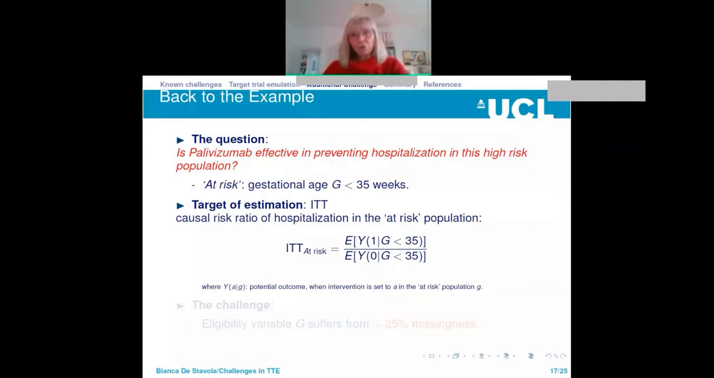And here is a formula to say what our causal estimate is: a comparison of two worlds where everybody at risk received palivizumab versus nobody did. This expression says, conditioning on those at risk, this is the potential hospitalization of those who receive palivizumab, and we take the expectation of this potential outcome over the potential outcome if nobody had received palivizumab. That's what we are targeting in a randomized controlled trial when we calculate the intention to treat effect. The challenge is that everything is missing.